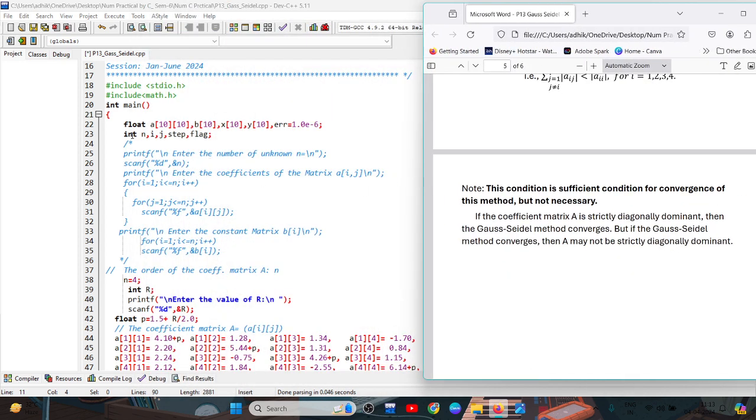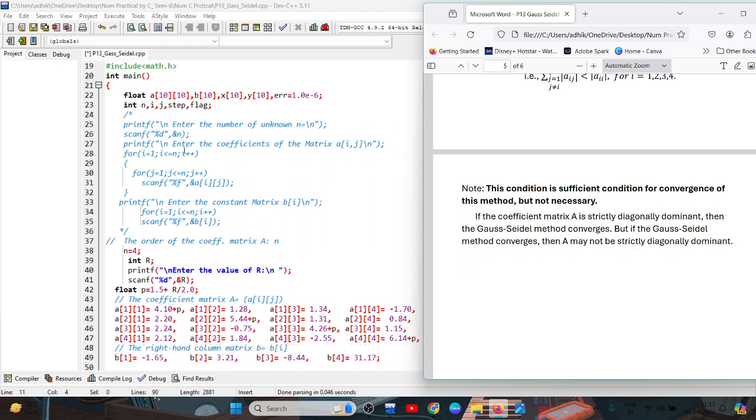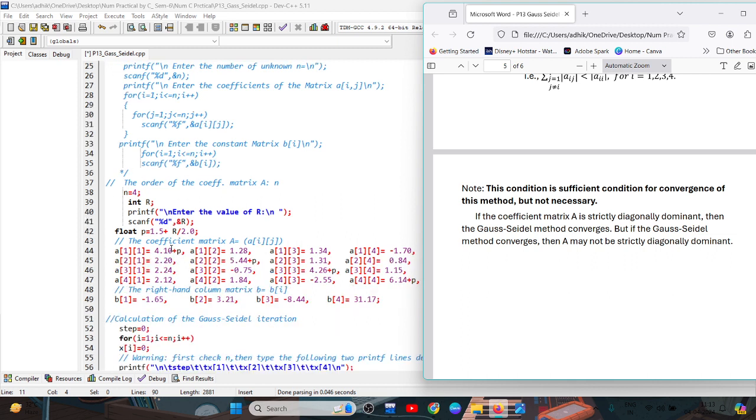Come to the problem. This is the float variable a[10][10], b[10], x[10], y[10], and the error term. This is 1.0 × 10 to the power minus 6. Integer variables n, i, j, step, and flag variables. We may omit this from slash-star to star-slash, and individually you input these values a11, a12, and so on up to a44, and b1, b2, b3, b4.